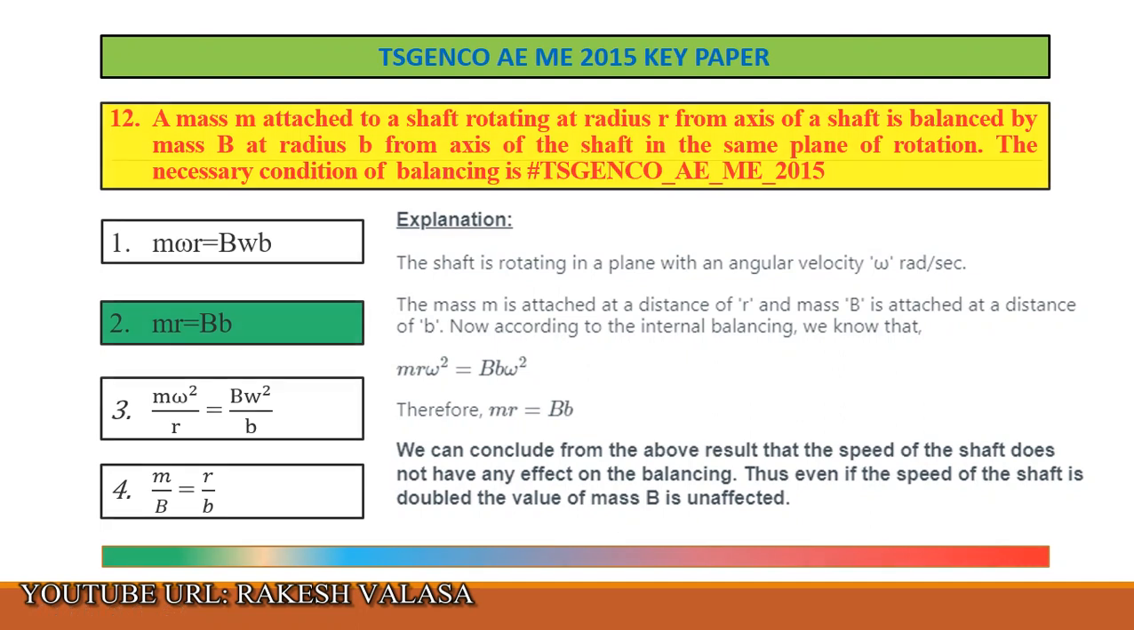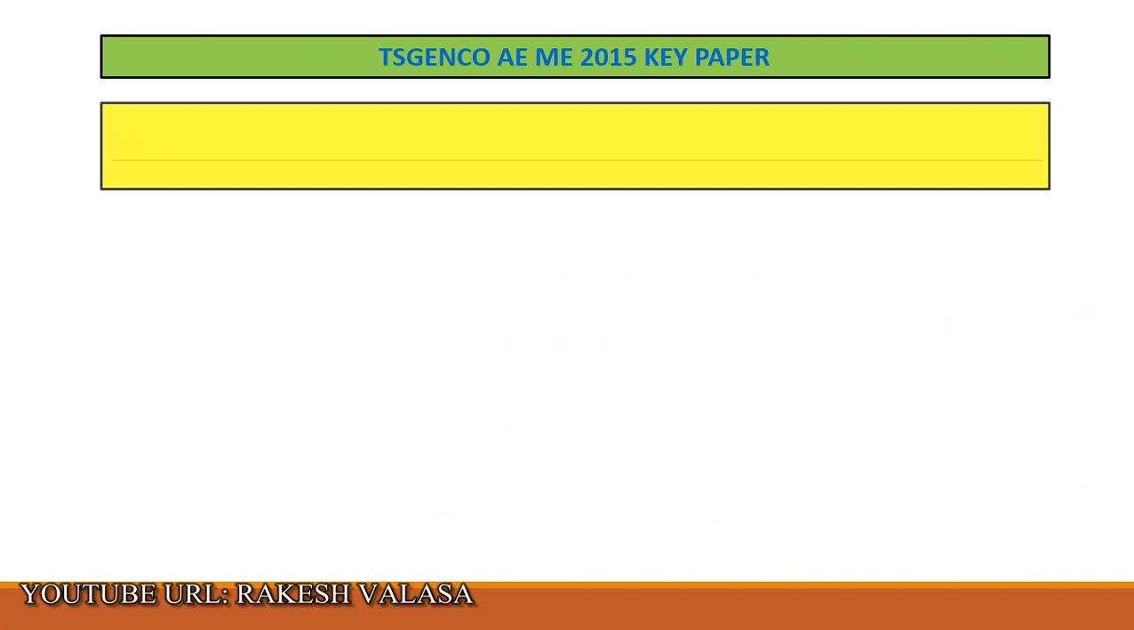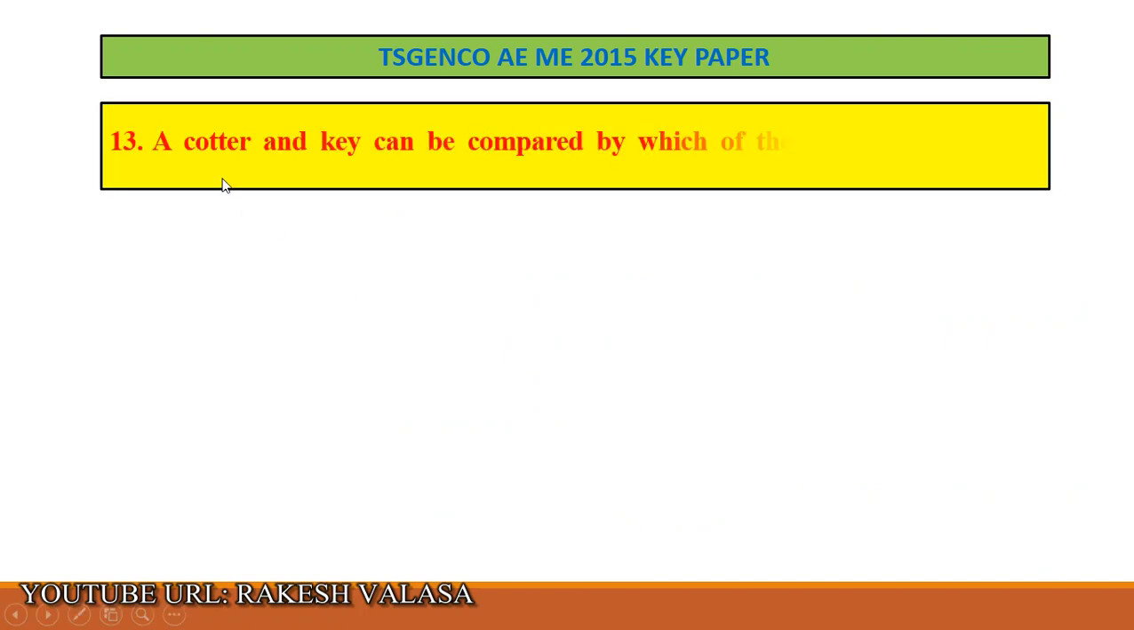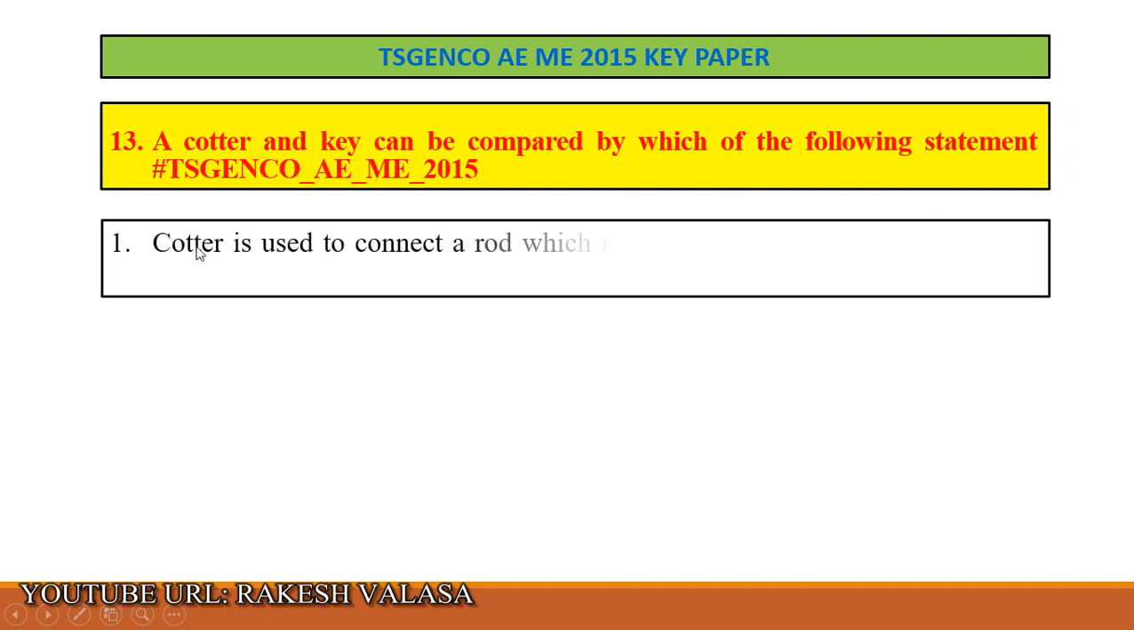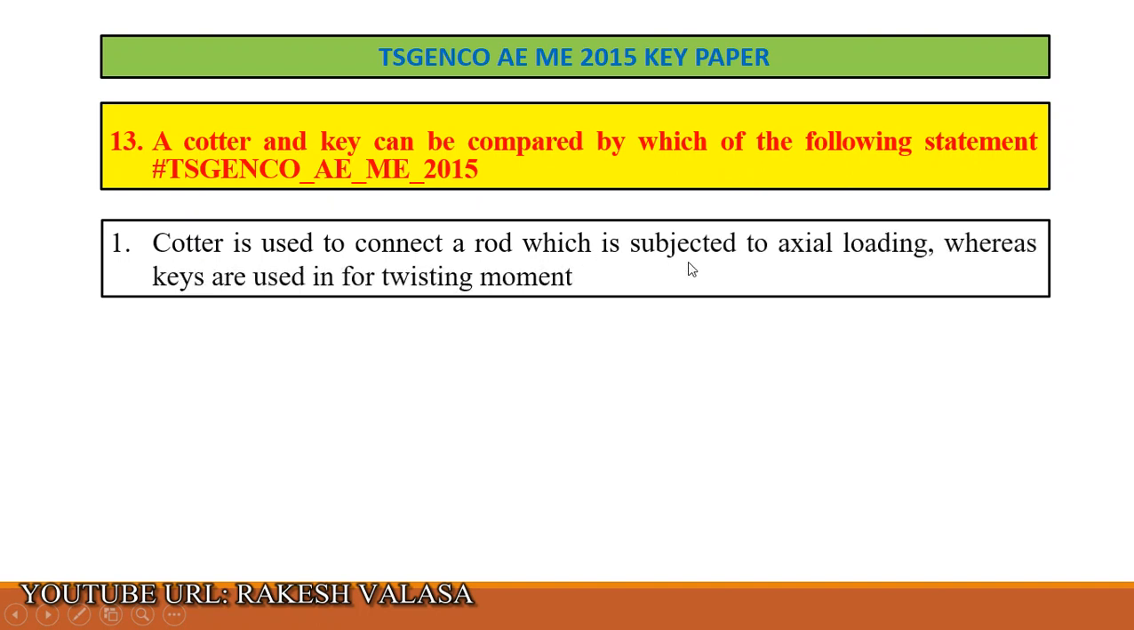Move to the next problem. The question is question number 13. A cotter and key can be compared by which of the following statements? Option 1, cotter is used to connect a rod which is subjected to axial loading, whereas keys are used for twisting moment.